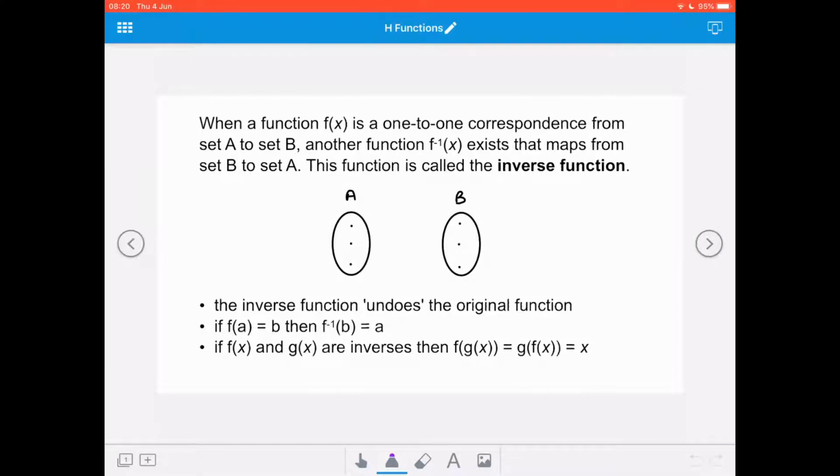So this is a one-to-one correspondence. That means that every value of A has a single value of B. So A maps onto B, and this value of A would map onto a single value of B, and this value of A would map onto a single value of B. So we're saying that f of any value of A in set A is going to give you a single value of B.